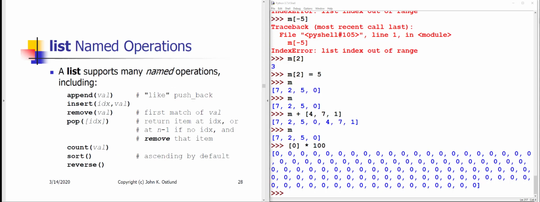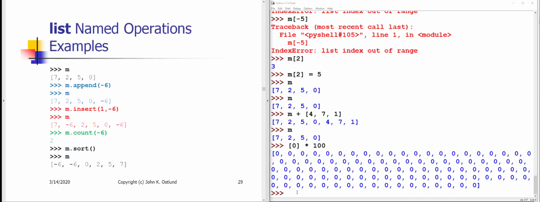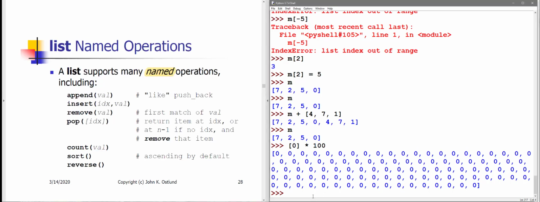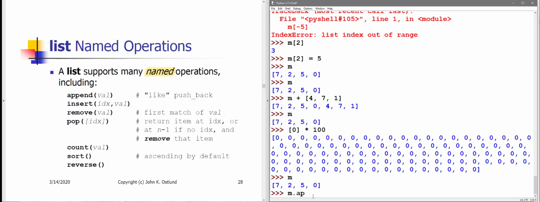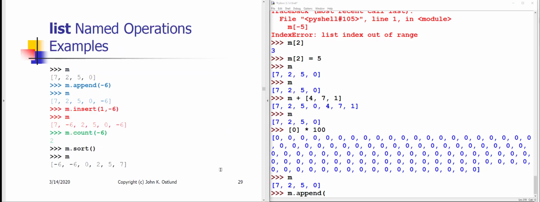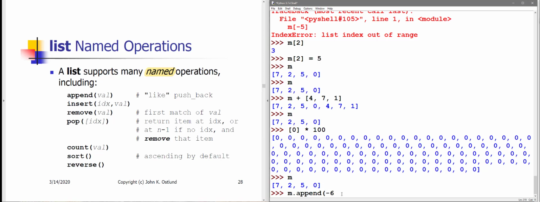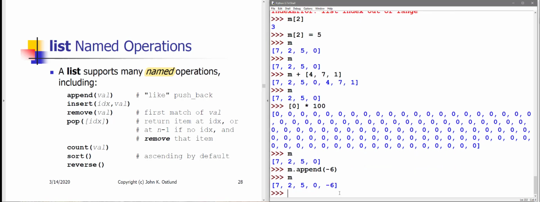In addition to the symbolic operations, square brackets for subscripting, plus for concatenating, and star for repetition, the list collection type also provides many named methods or named operations, such as append. All right, whoops, sorry. So here's M. If I say m dot append, let's see what the value is on slide 29. Minus 6. Okay, so m dot append minus 6. That will append minus 6 to the end of that list m. So now m contains 7, 2, 5, 0, minus 6. Append always goes at the back. And for those of you that are familiar with C++'s standard library, this is like a push_back on a vector. If you're not familiar with that, don't worry about it. Append always goes at the end of the list.